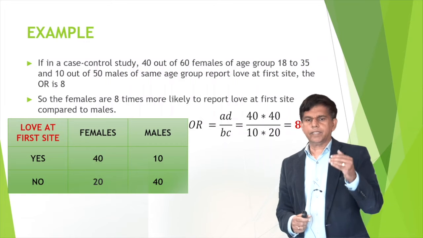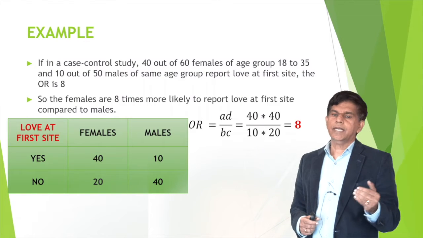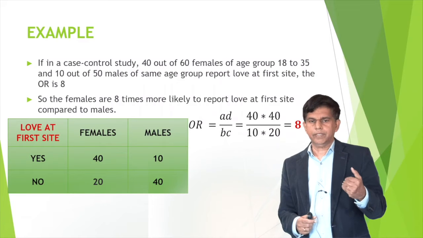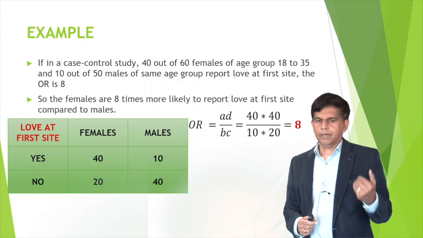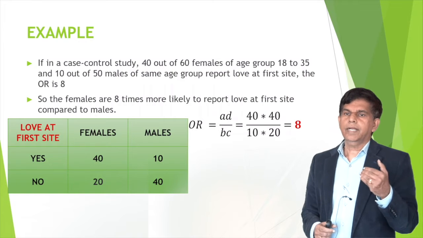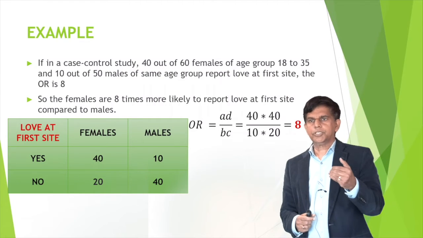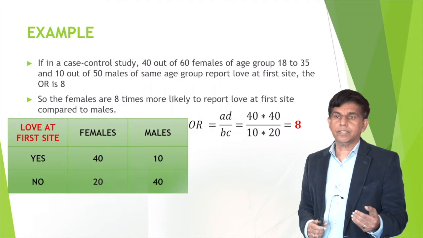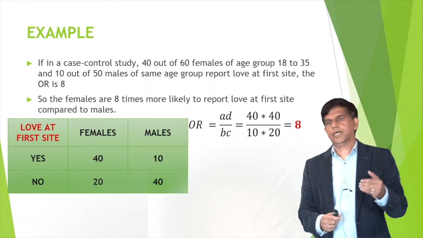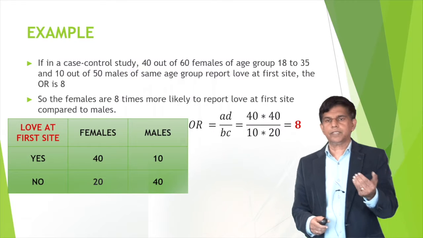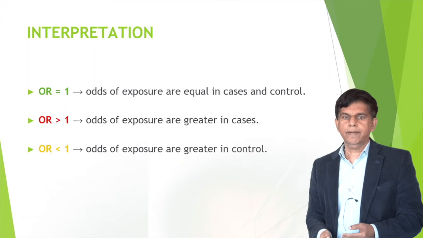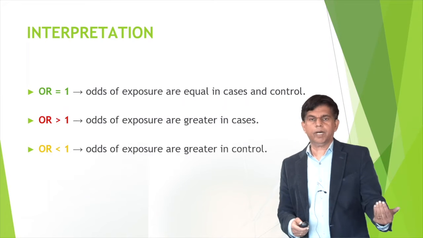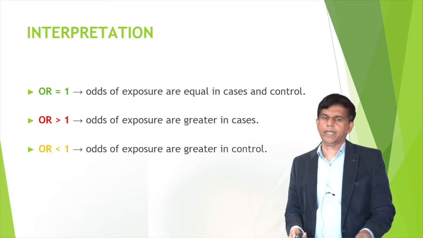And then you calculate our odds ratio, which is AD divided by BC, and we got an odds ratio of 8. So this is the relationship between love at first sight in males and females. Again, the odds ratio is 8. Now, interpretation, we already talked about the 1. If it is greater than 1, positive correlation. If it is less than 1, negative correlation.